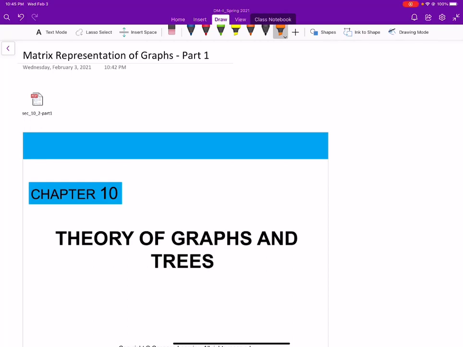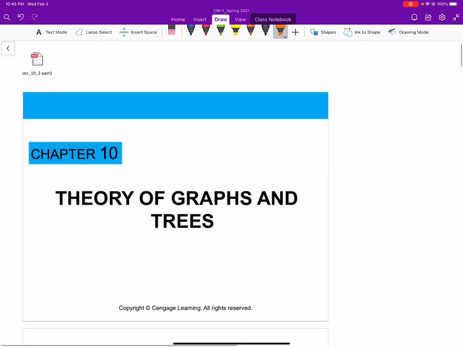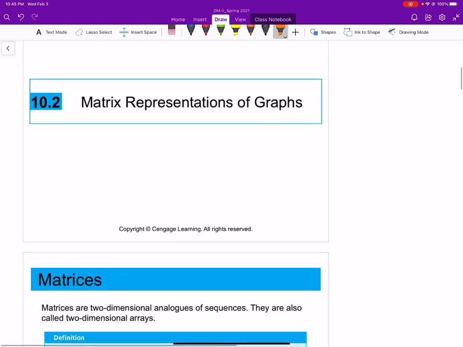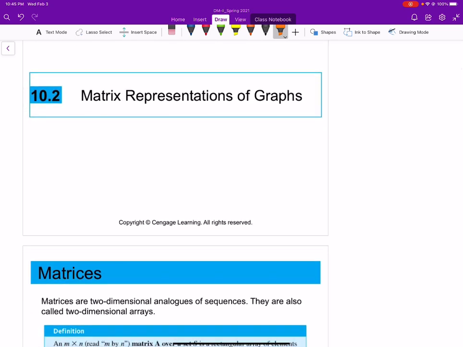Hello, welcome to the class. Today we are moving to the next section of the textbook. Currently we are in chapter 10, Theory of Graphs and Trees. The next section, which is 10.2, is matrix representations of graphs.